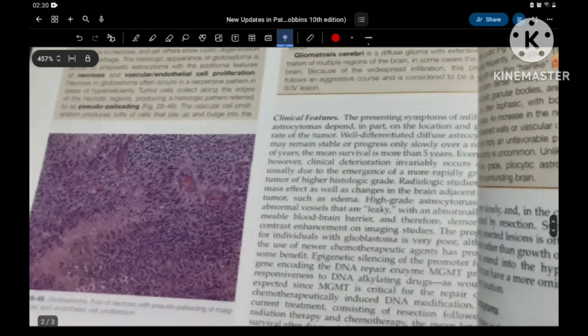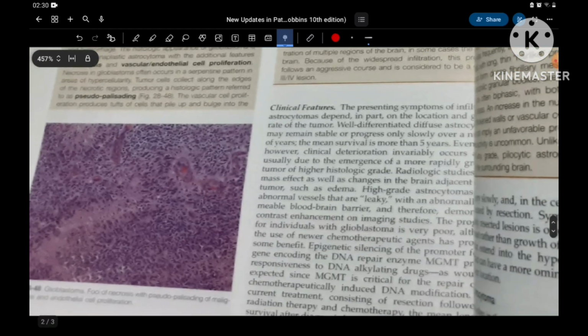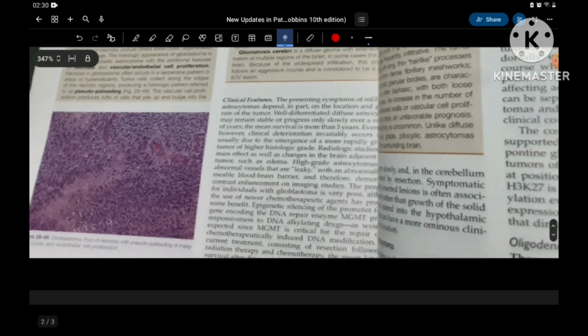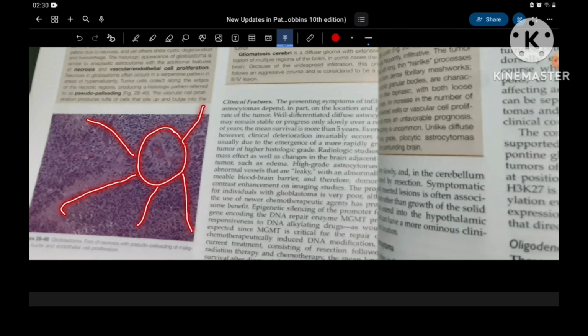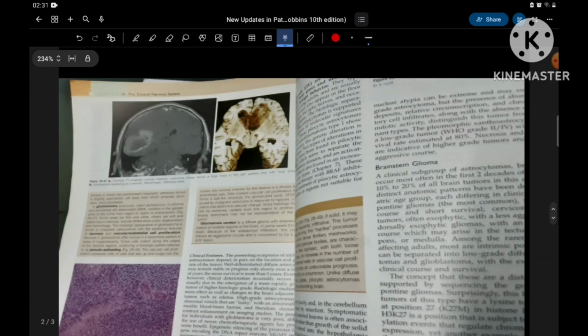There are important features, and you can see some clinical features being given here and there. And this is the diagram. See, pseudo-palisading, though it looks isolated, is actually connected with nearby structures. That is, it is invasive. That's what it means.